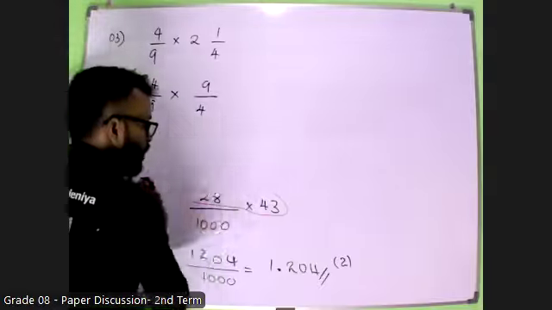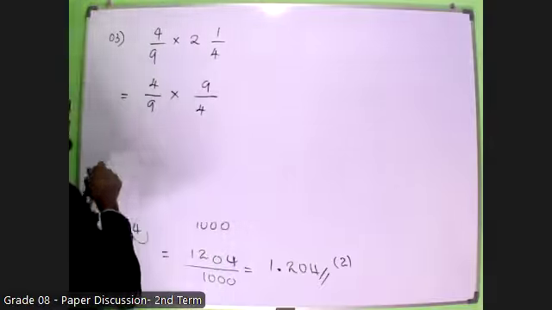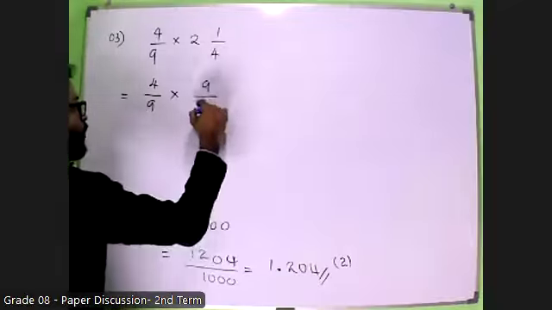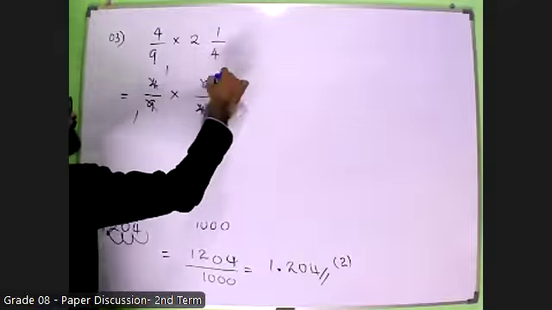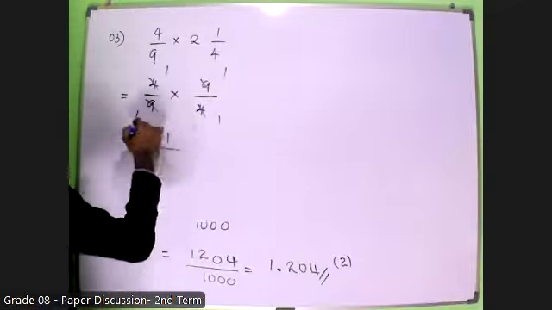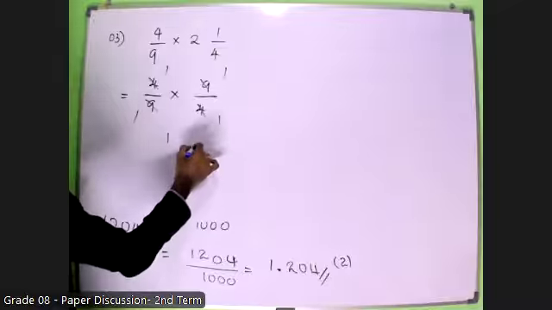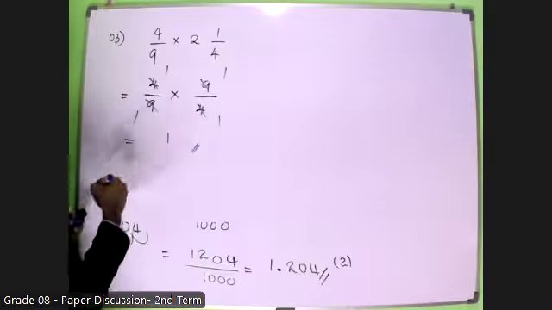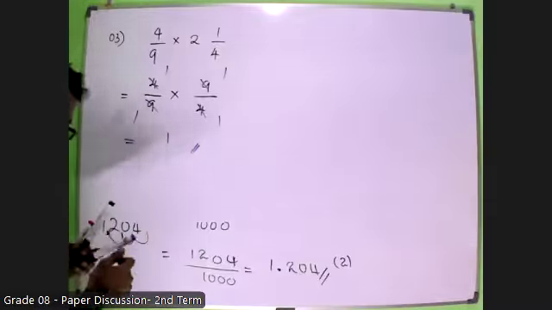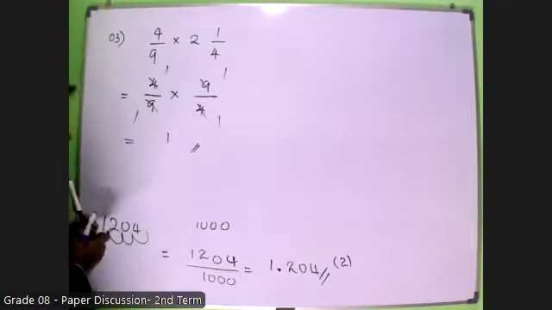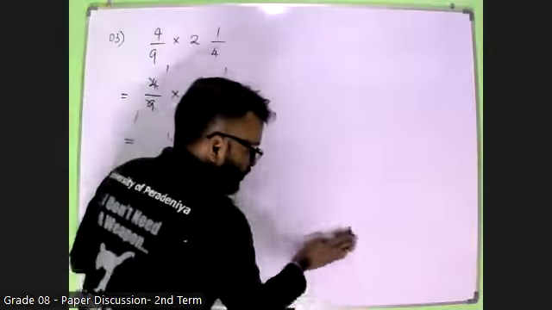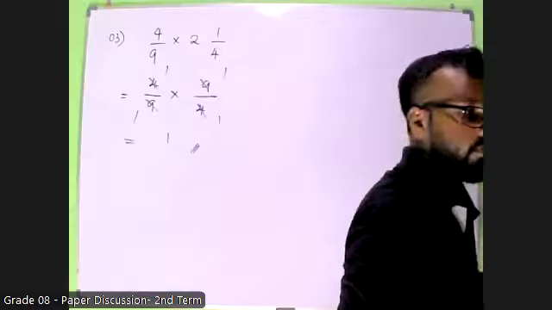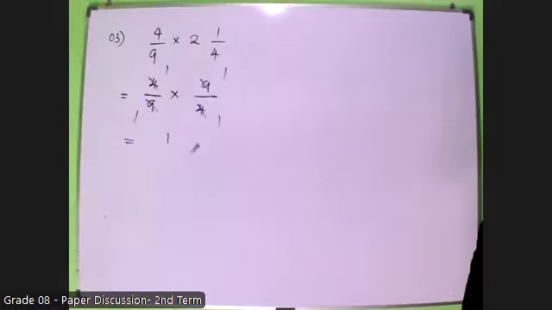So you know how to simplify this one. 4 times 1, 4 times 1, 9 times 1, 9 times 1, so the answer will be 1. So your final answer is 1 for the third. If you have this answer, you will get 2 marks. Each and every short question in part 1 will get 2 marks if you have the correct answer.